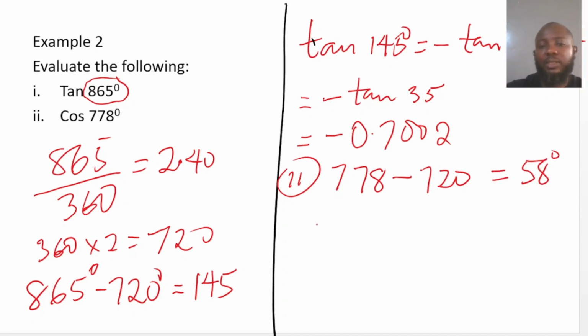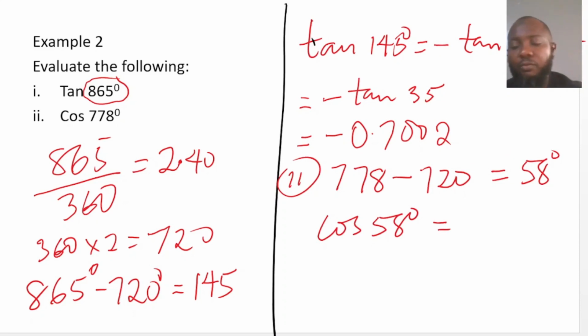So that means we are saying cos 58 degrees. And cos 58 degrees falls in which quadrant? First quadrant. And in the first quadrant, cos is positive. All the ratios are positive in the first quadrant. I hope I'm making sense.